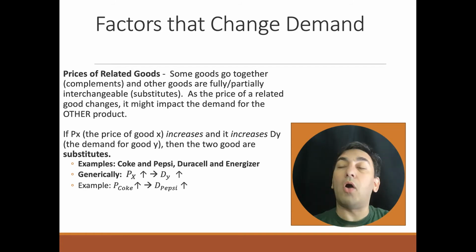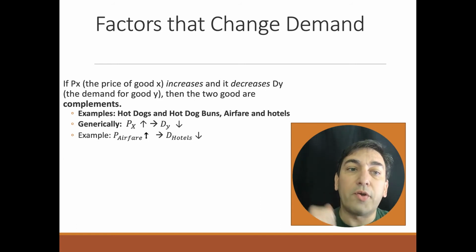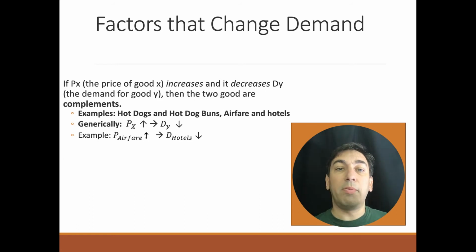So we could think of all sorts of substitutes. Duracell, Energizer. You could think of food, so McDonald's, Burger King, and we'll have some examples for this in our discussion. The next type of good is a complement. A complement are goods that normally are purchased together. Hot dogs and hot dog buns, peanut butter and jelly, airfare and hotels.